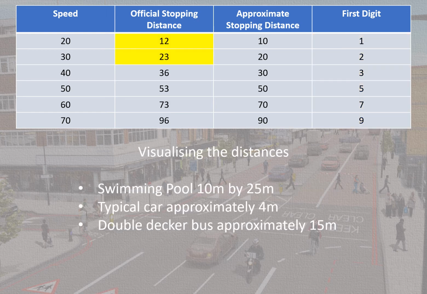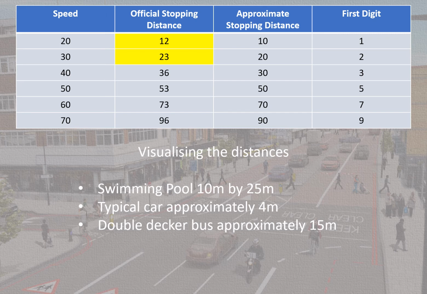So it's all well and good knowing the numbers or being able to work them out for theory test questions, but how does that relate to real driving? How much is 12 metres? How much is 96 metres? We need a visual guide to be able to recognise those distances.